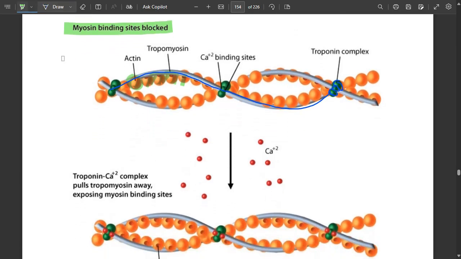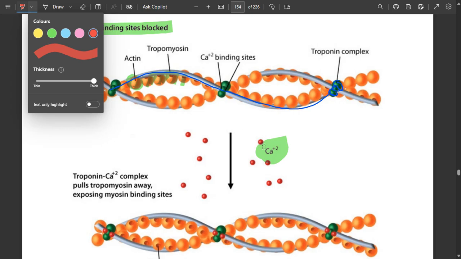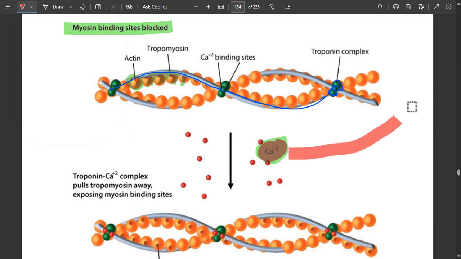The troponin calcium complex also pulls tropomyosin. When calcium enters the cell via T-tubules, it binds to troponin. Let's say calcium is red in color, so this is calcium. Calcium binds to the troponin complex, which is troponin C. The troponin C calcium complex forms and pulls the tropomyosin away from the sites, releasing the actin filaments and exposing the myosin binding site.